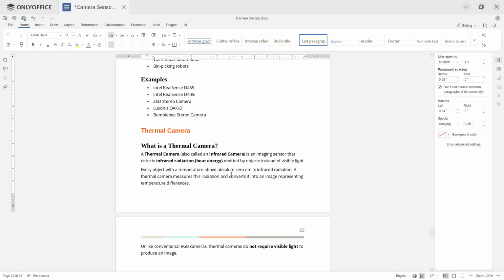Now this is the last thing. Now we have reached the last part of this document. Now we will talk about thermal cameras. What is a thermal camera?